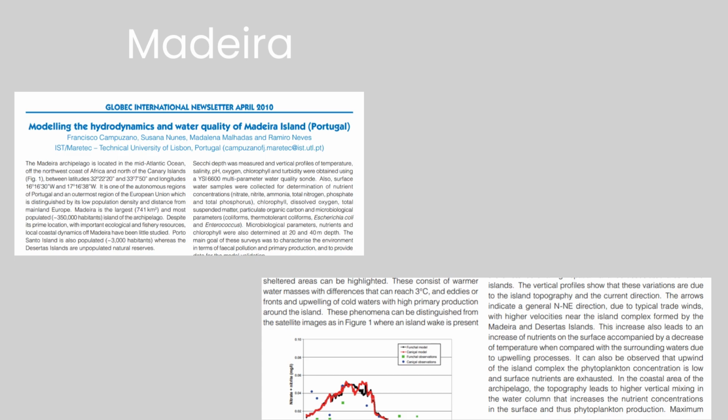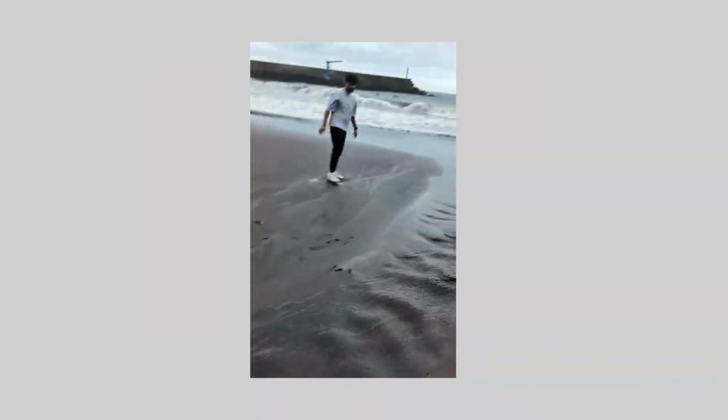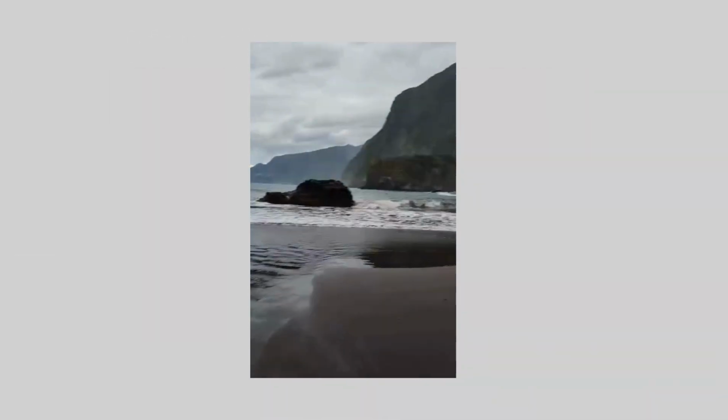From a paper I found called Modelling the Hydrodynamics and Water Quality of Madeira Island, Portugal, it was shown that the southern regions or the coastal areas had very high productive areas with a lot of phytoplankton. This means that there's going to be more fish around those areas, and that is true. Fish is the national dish of Madeira and is very common in its diet. This is just one of the high productive areas in Madeira.